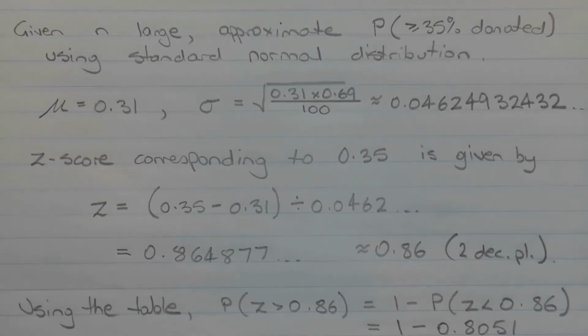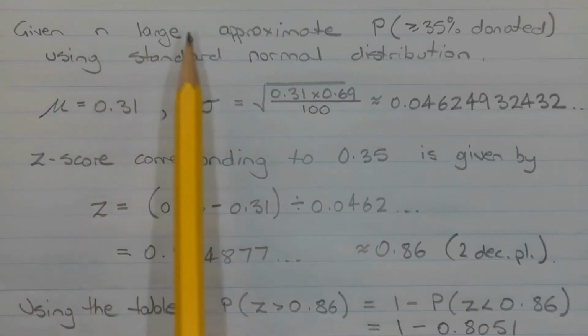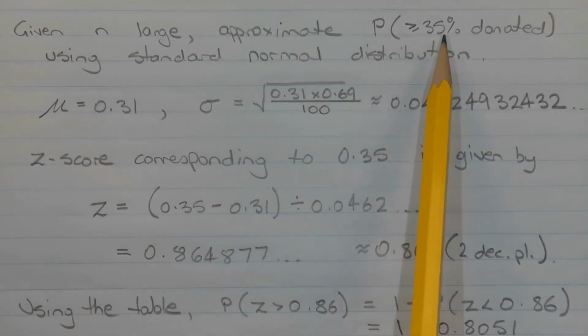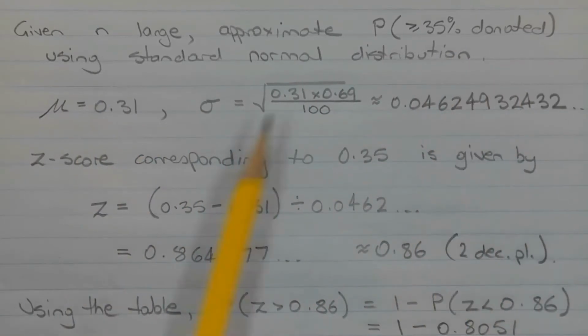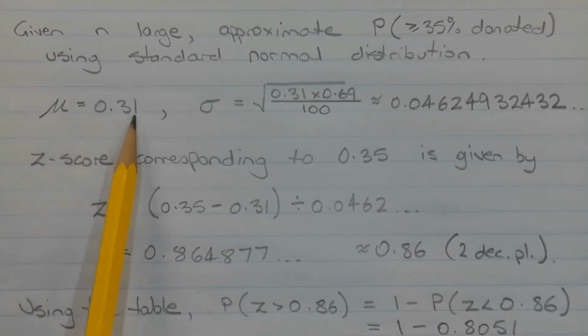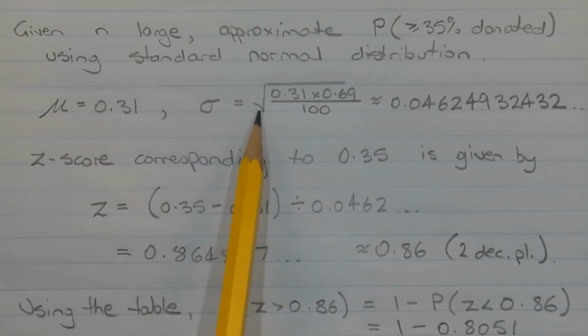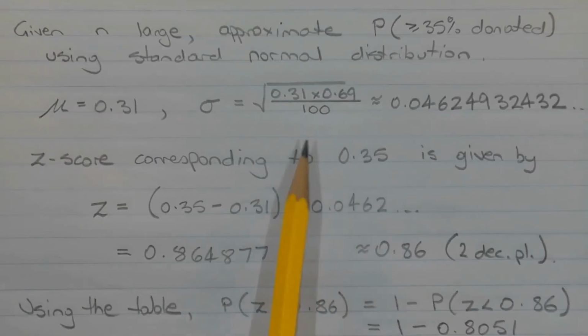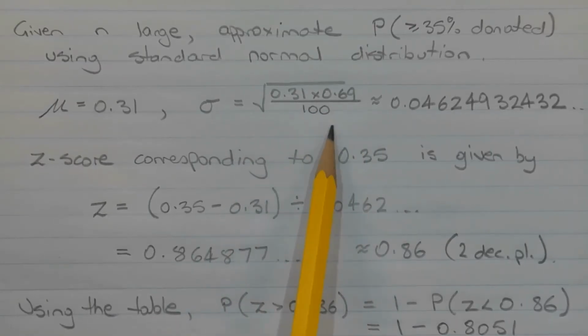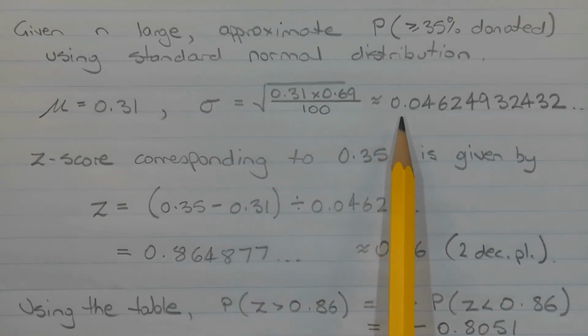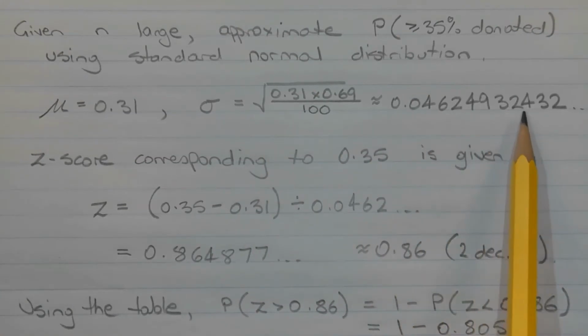It's given that n is 100, so we can consider that n is a large value. So we can approximate the probability that at least 35% of people spoken to will donate to this charity using the standard normal distribution. Now we'll set mu as 0.31, so that is the population proportion that's given. We need to find the standard deviation, and we use the formula, the square root of pq over n. So p is 0.31. q is 1 minus p, so 1 minus 0.31 is 0.69, and n is 100, so that's our sample size. And that approximates to 0.04624932432, so I've just copied what was on the calculator screen.